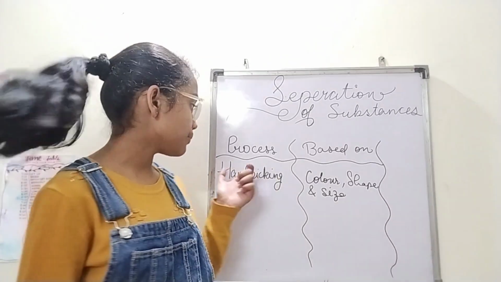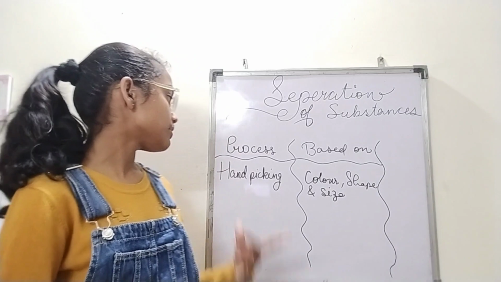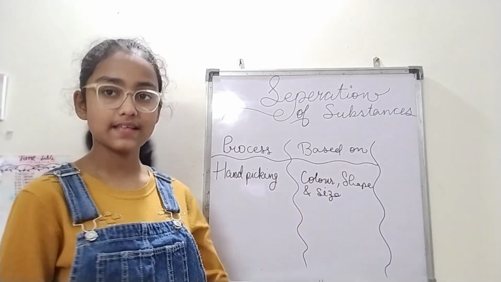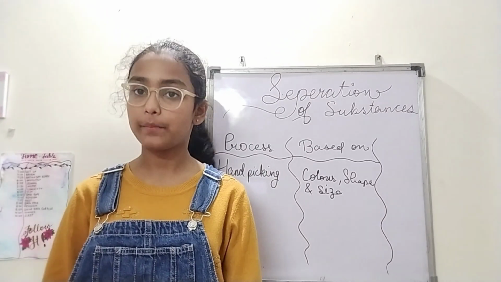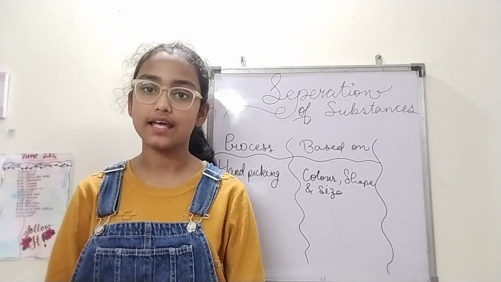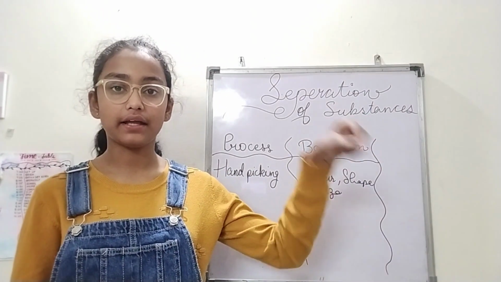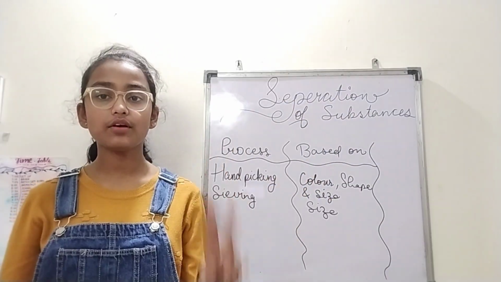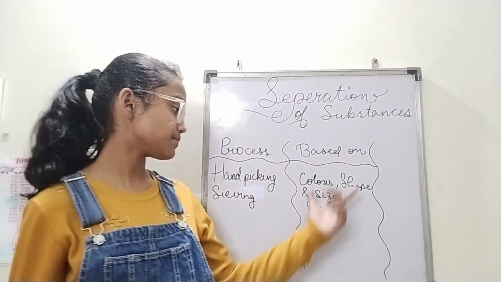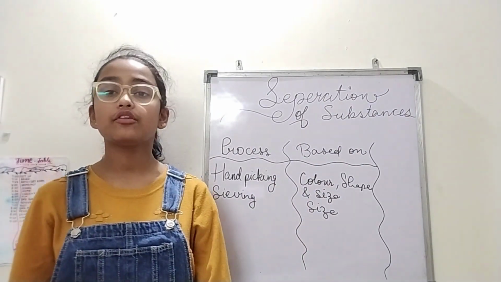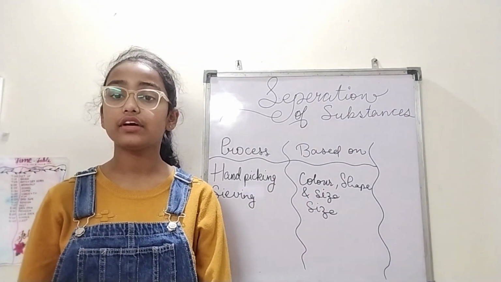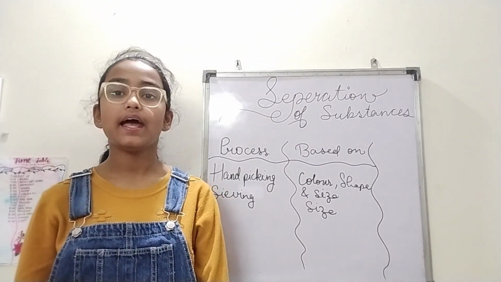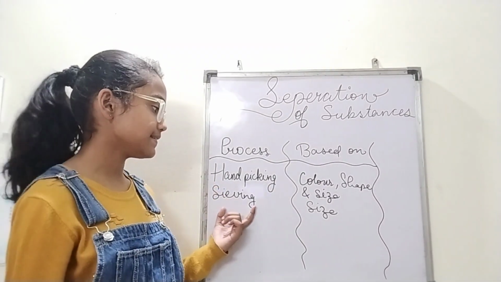Now we will discuss the first process. The process is hand picking, and it is based on the difference of color, shape and size. The materials that are fewer in number are directly picked up by hand. The name suggests hand picking. The second process is sieving. Sieving is based on the difference of size, in which particles that are too small to be handpicked are directly separated with the help of a strainer. The process is known as sieving.